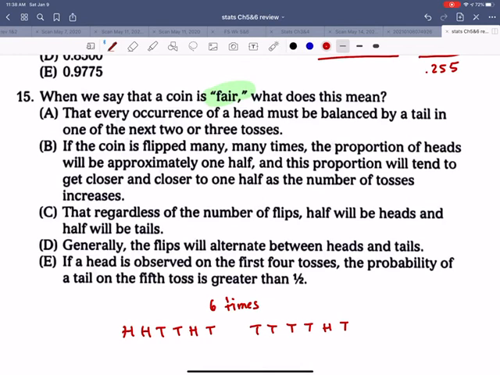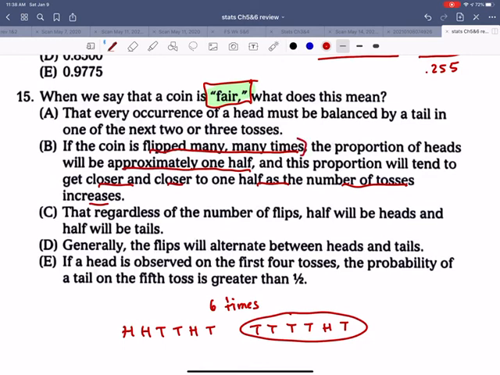So in the short run, I have really no way of saying or accusing this coin of being unfair. When I say fair, what I mean is that if I flipped it many, many times, the proportion of heads would be approximately 1/2, and this proportion would tend to get closer and closer to 1/2 as I increase the number of tosses. Wow. Okay, I didn't even read the other ones, but my eyes kind of gravitated to this word many, many. Now, if it was a high stakes test, I would read the other ones, but this one's definitely my right answer.